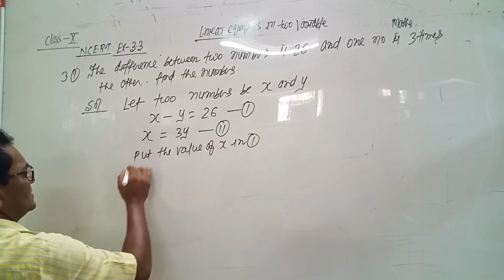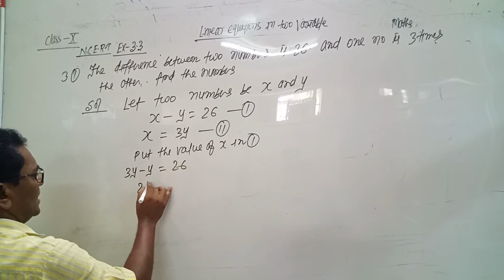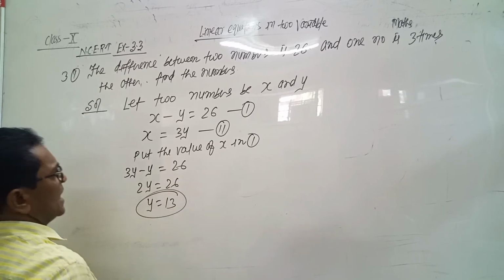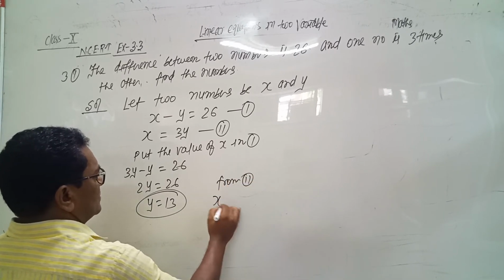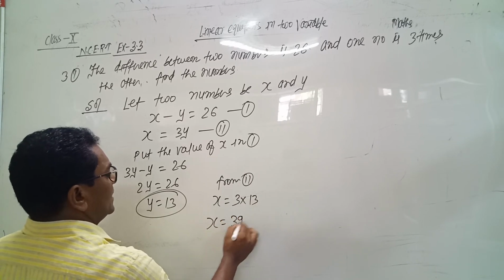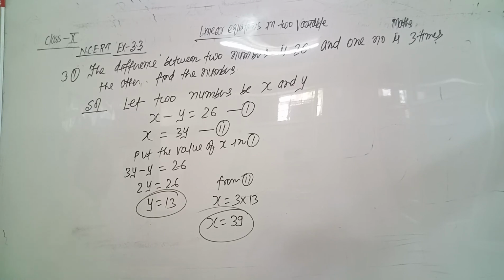So the value of x is 3y, so we get 3y minus y equals 26. And 2y equals 26 and y equals 13. And from the second, x equals 3y, and 3 into 13, the value of x comes to be 39. So the result we get is x equals 39 and y equals 13. And their difference is also 26. 39 minus 13 is 26.